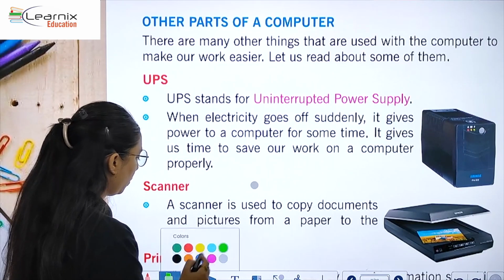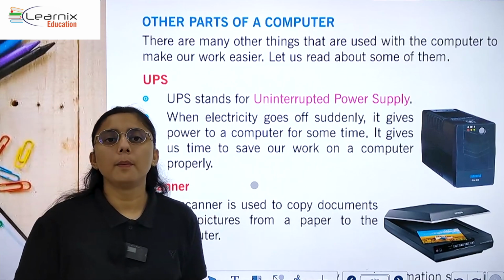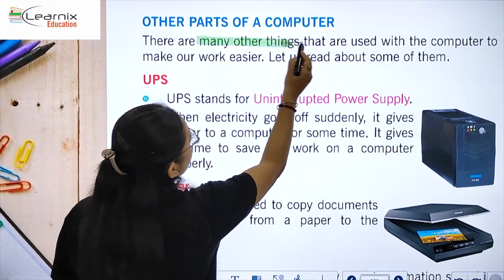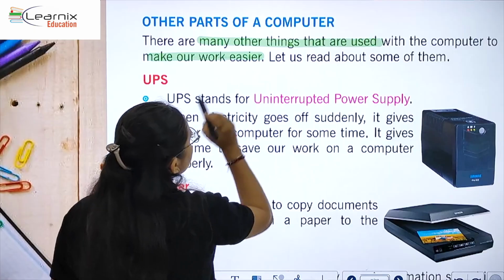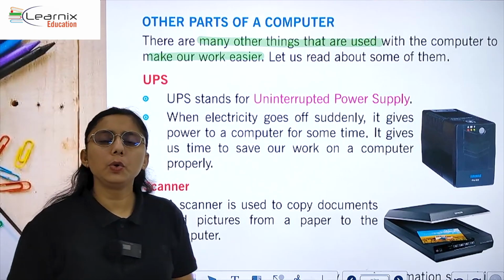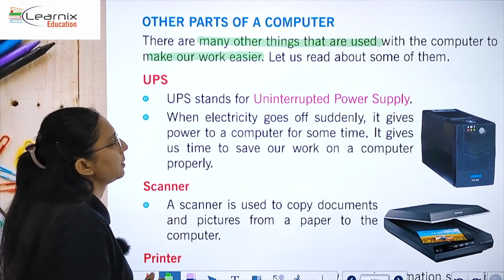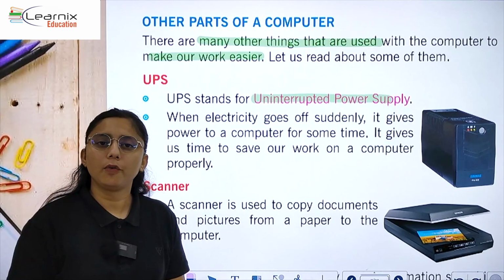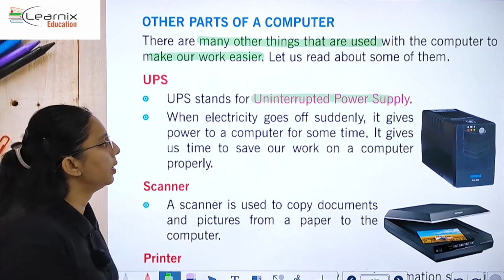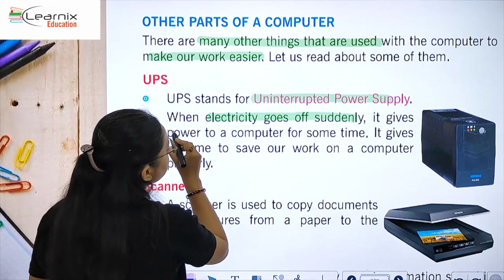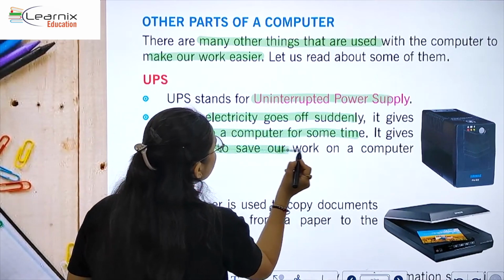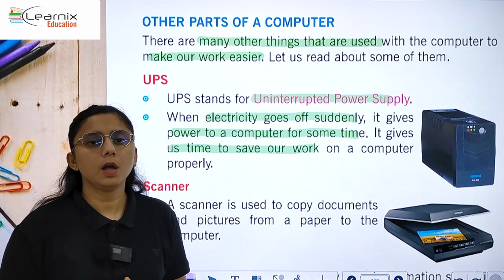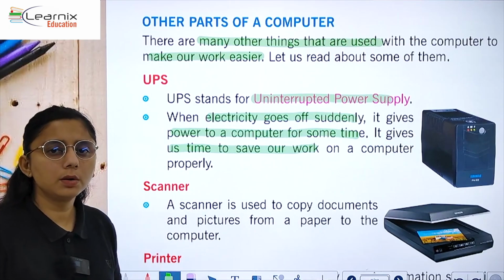Now, other parts of computer. What are the other parts? Like you have UPS, printer. There are many other things that are used with the computer to make our work easy. Let us read, first is UPS, Uninterrupted Power Supply. If the electricity has gone off, your computer will not be off. It will work as long as your UPS works. When electricity goes off suddenly, it gives power to a computer for some time. It gives us time to save our work without missing any of it.